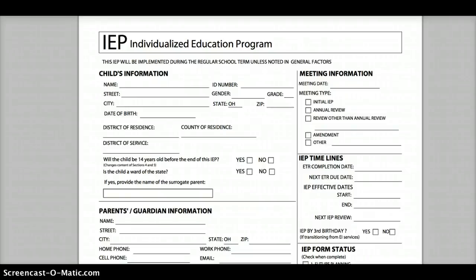Okay. An IEP, or an Individualized Education Program, is used when a student is determined to qualify for special education services. This could be a student who has a disability such as Down syndrome or cerebral palsy, or a student who has a medical diagnosis of ADHD and needs some additional support inside the classroom in order to be successful, or it could be a student who has a speech and language impairment.